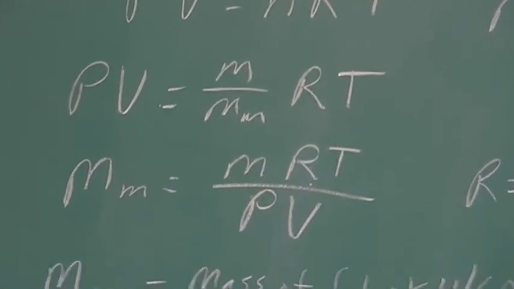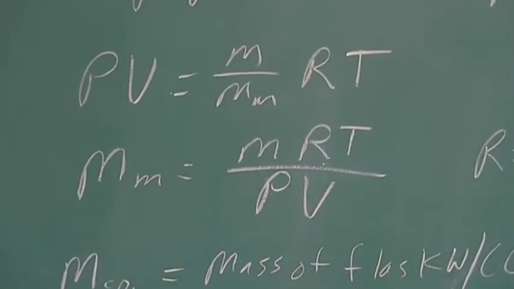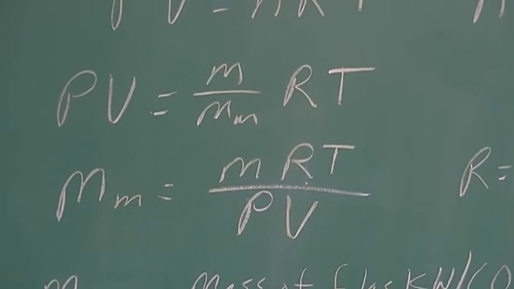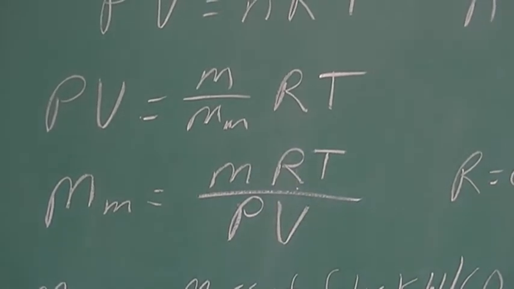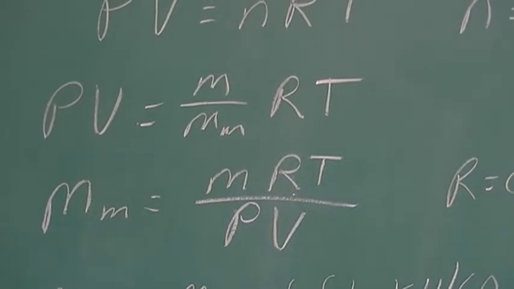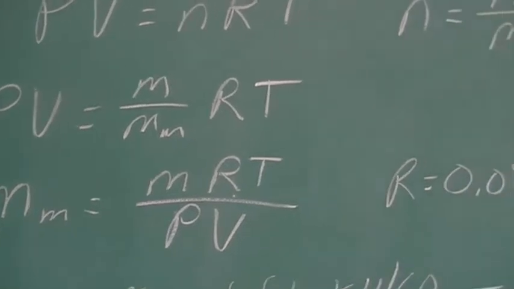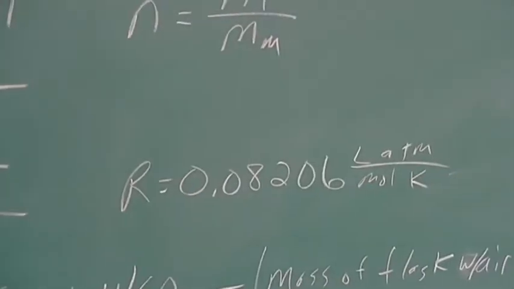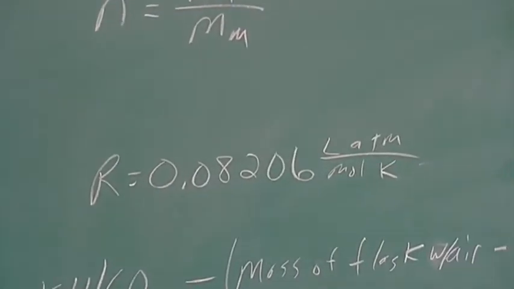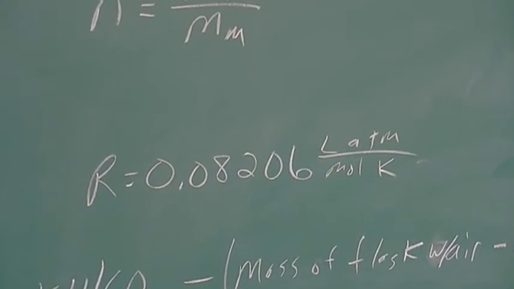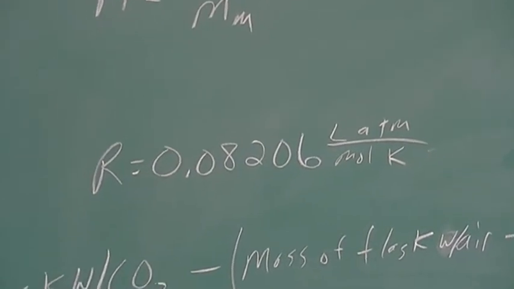And we have that the molar mass is equal to the mass times the gas constant R times the temperature in Kelvin, over the pressure in atmospheres times the volume in liters, because we are using the constant 0.08206 liter atmosphere per mole Kelvin.